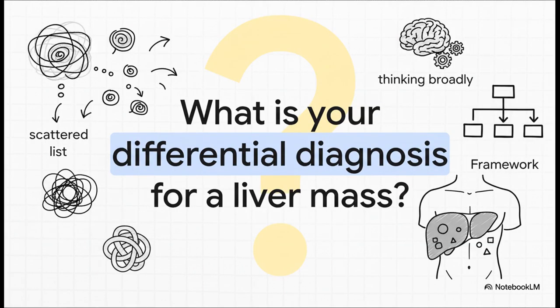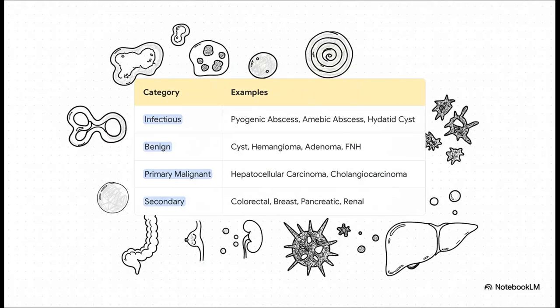And there it is, a classic viva question. The examiner wants to see if you can think broadly, but also organize your thoughts. Just rattling off a random list of diseases is not going to cut it. You need a system. I would categorize my differential diagnosis to make sure I cover all the bases. So we can break it down. First, is it infectious? Things like a pyogenic abscess or a hydatid cyst. Second, could it be benign, like a simple cyst, a hemangioma, or an adenoma?